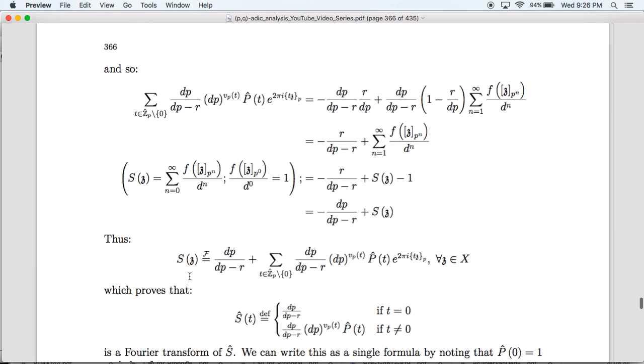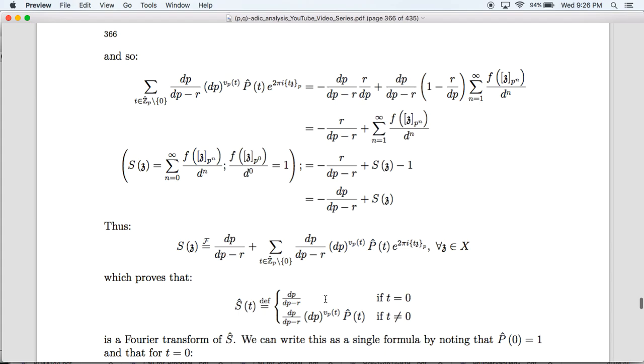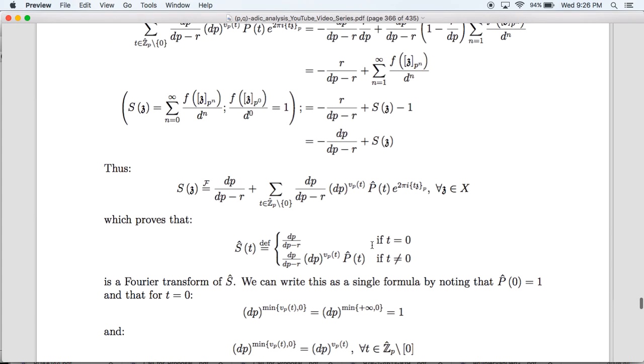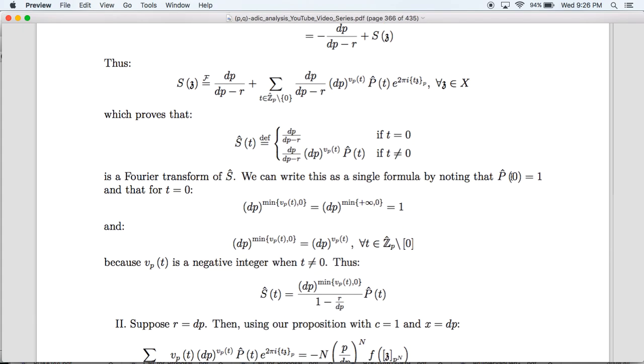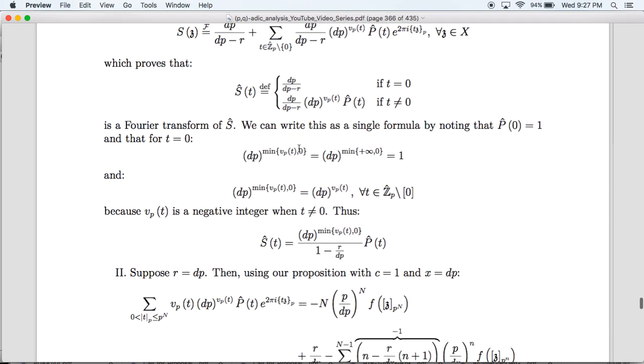So then this tells us that the Fourier transform of s of z is going to be this at t equals 0, and that for non-zero t. And we can write this as a single formula by noting that p hat of 0 equals 1, and that when t is equal to 0, this expression is equal to 1, and this expression is equal to vp of t for all t in Zp hat. In other words, this expression with the minimum here covers both cases, because when t equals 0, this reduces to just dp over dp minus r.